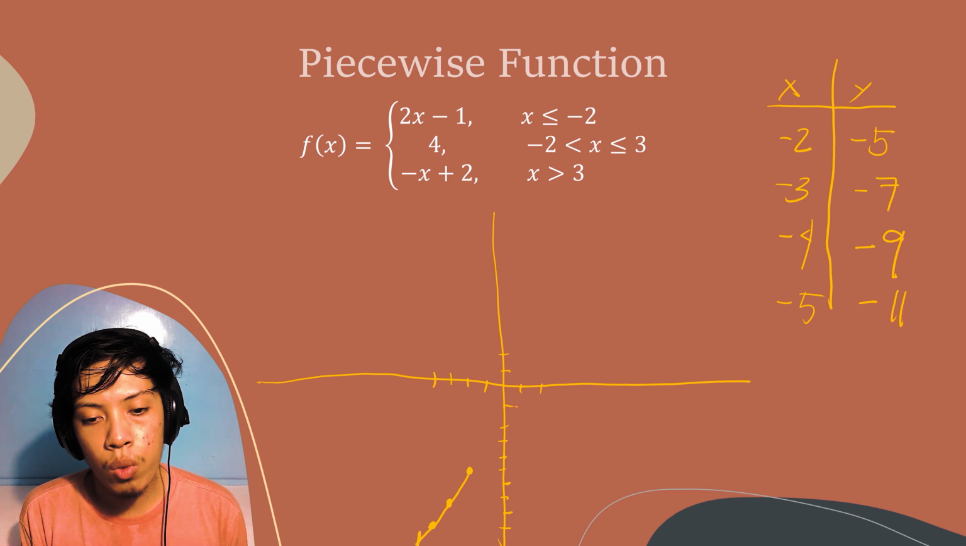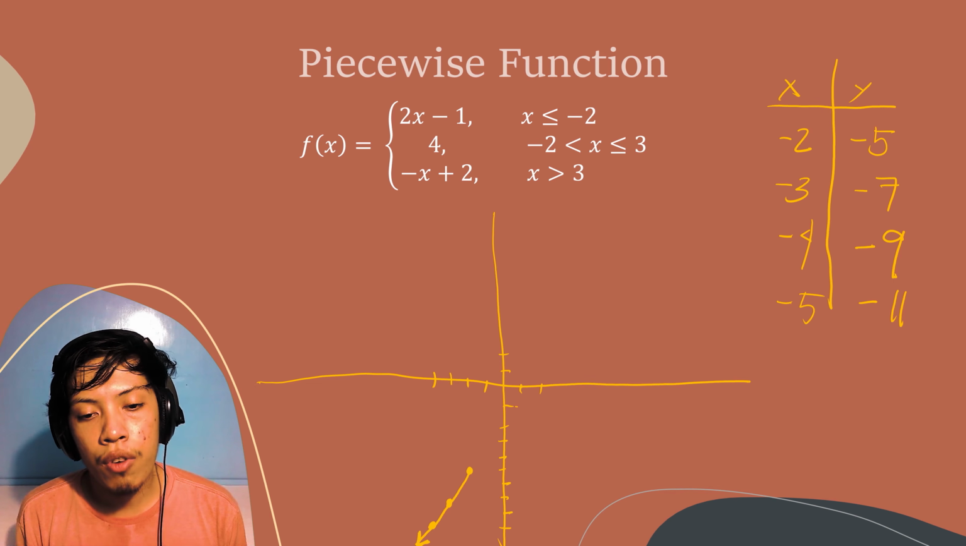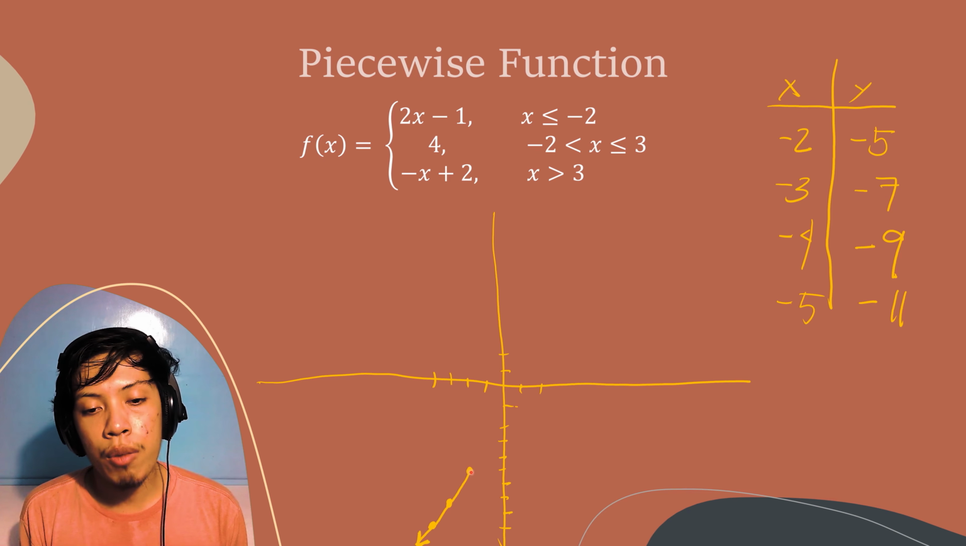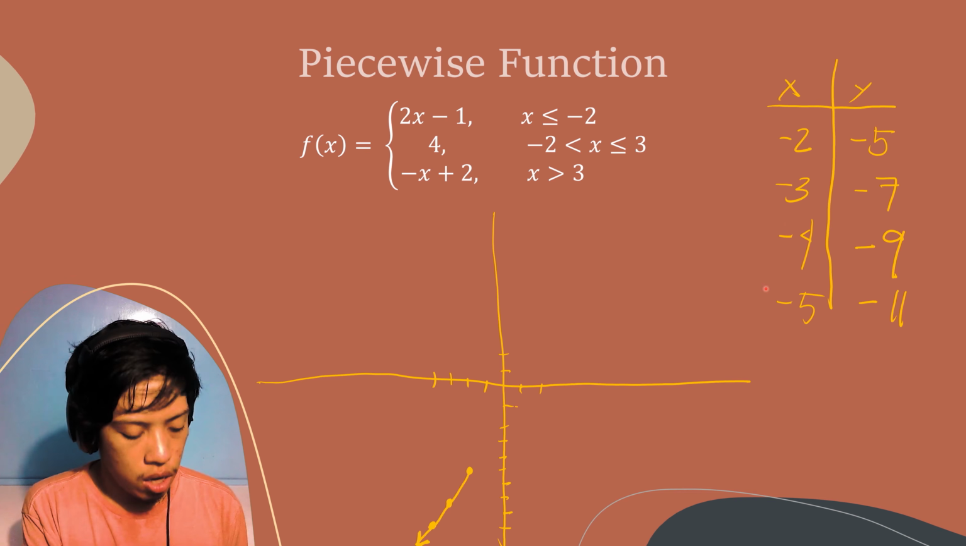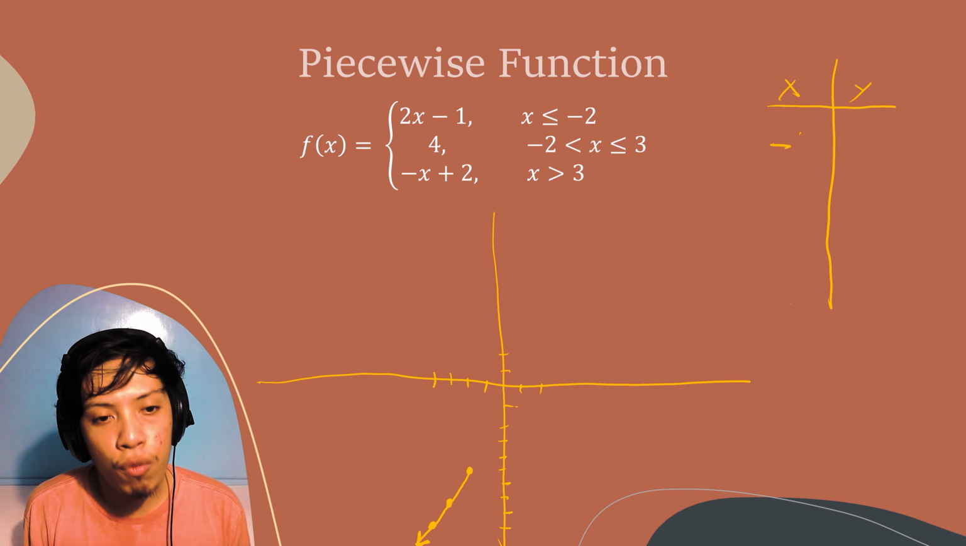Of course, with an arrow because it's a never-ending line, and it started from this point and going down there. Okay. Why did we start at negative 2? How about if we change our value of x, say negative 1?